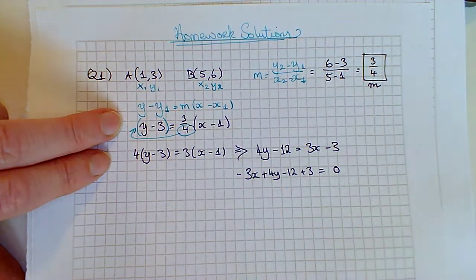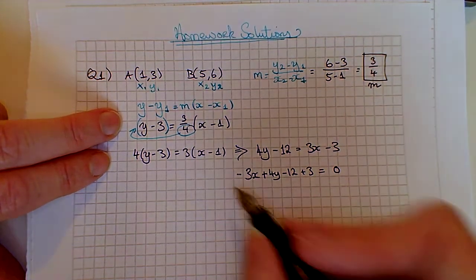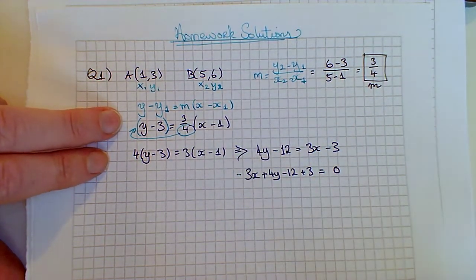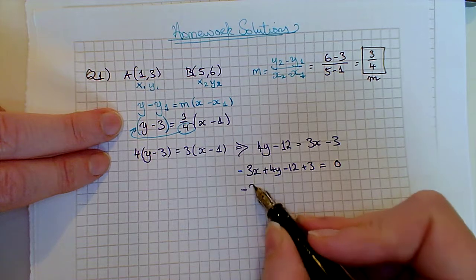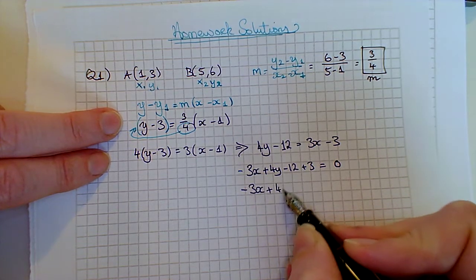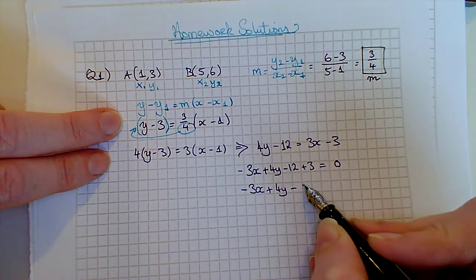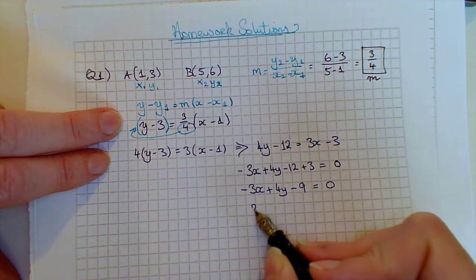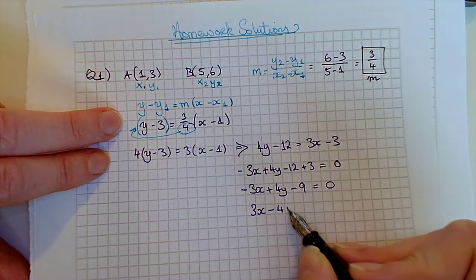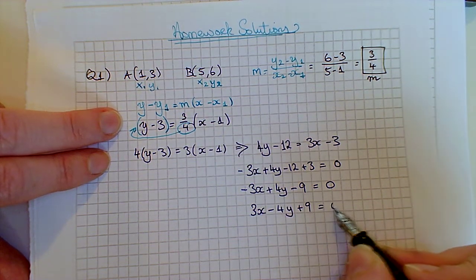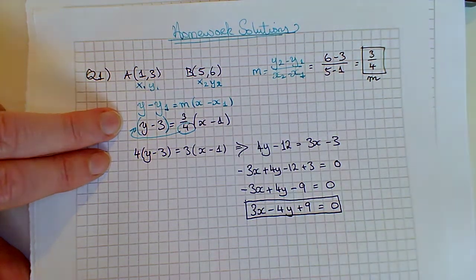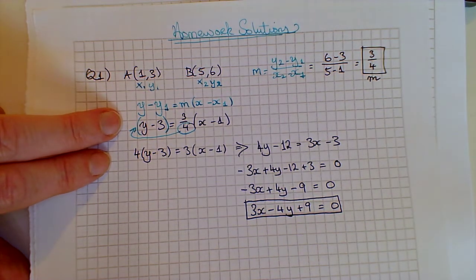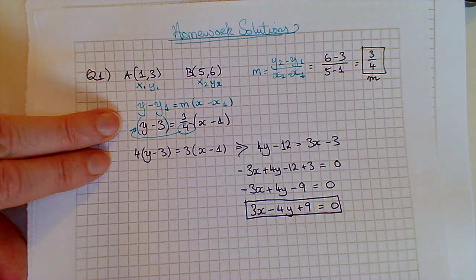Sorry, that should have been a minus 3x. I'm going to talk a little bit about this in today's class, why it becomes a minus 3x. So then we've got minus 3x plus 4y minus 9 equal to 0, and we must change our signs because we need to have x as a positive answer. And that's the answer there: 3x minus 4y plus 9 equal to 0.